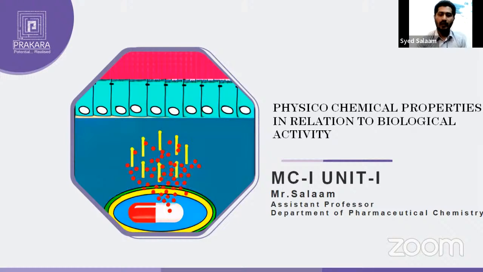Hi everyone. Today we are going to discuss Medicinal Chemistry Unit 1, in which we are going to discuss physicochemical properties in relation to biological activity. What do you mean by these physicochemical properties? Why do we need to consider these physicochemical properties?